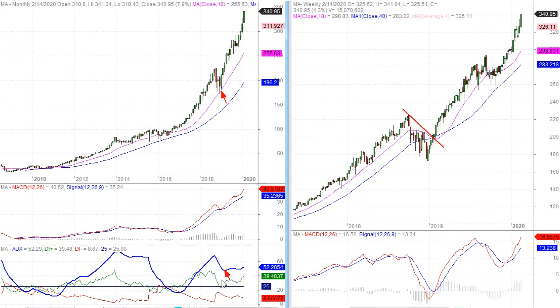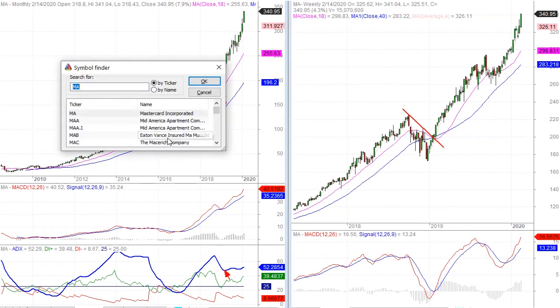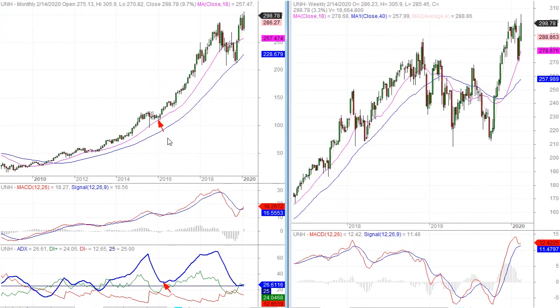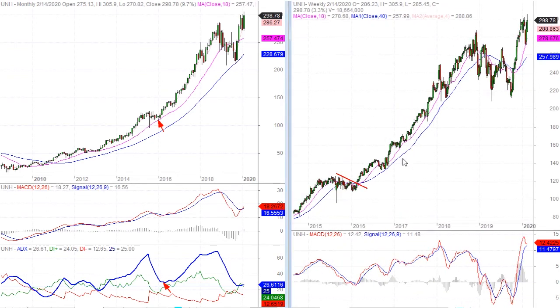You get the pullback to the 18-month, but if you notice, the ADX line is still way up in the 50s, 40s, and then you get a zero line reversal here with a trend line break. We can look at a few more examples. UNH. Same thing back in 2016, the beginning of 2016 here. And if I zoom back here you can see the trend line break. That was sort of the kickoff move with the zero line reversal.